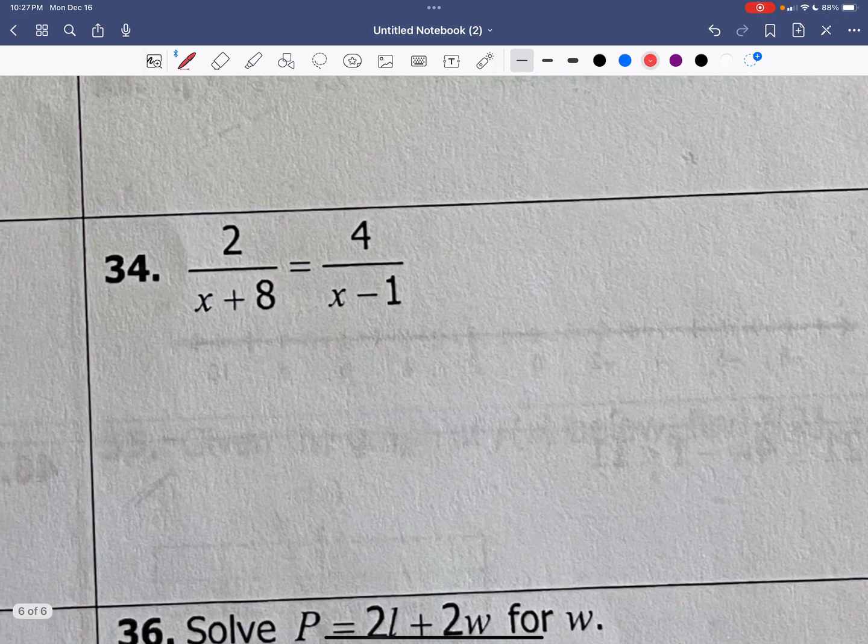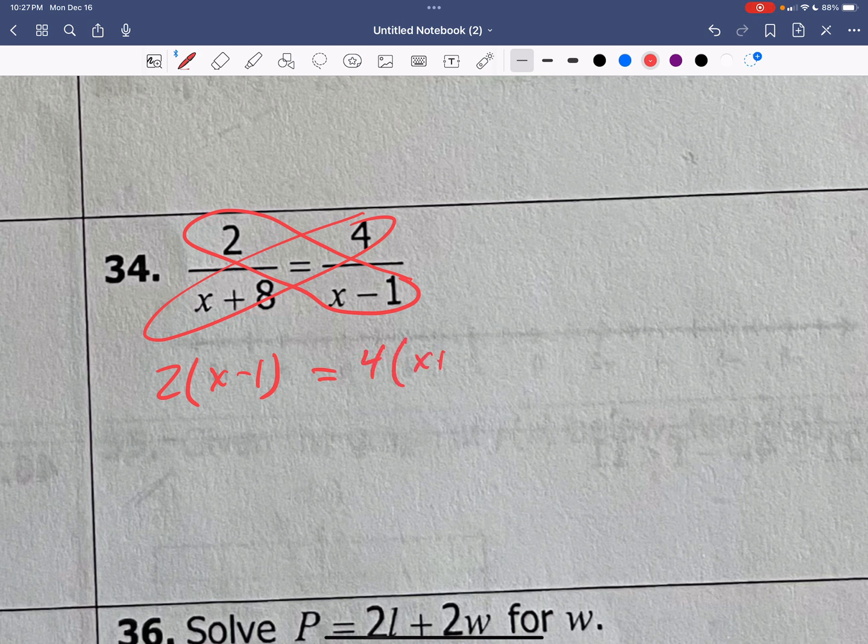This one, you're going to use proportions. We can never solve for x as long as it's in the denominator, okay? In this case, the best way to get out of the denominator is just to cross multiply. So we're going to cross multiply here, and set them equal, right? So I'm going to do 2 times x minus 1, and it has to equal the opposite diagonal, which is going to be 4 times x plus 8. Okay, distribute this. On this side, we're going to have 2x minus 2. On this side, we're going to end up with 4x plus 32.